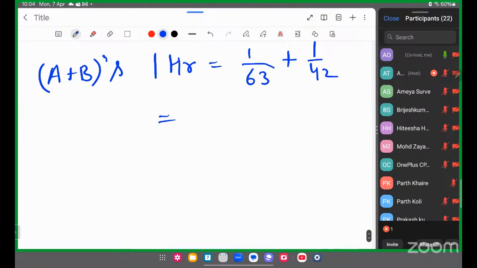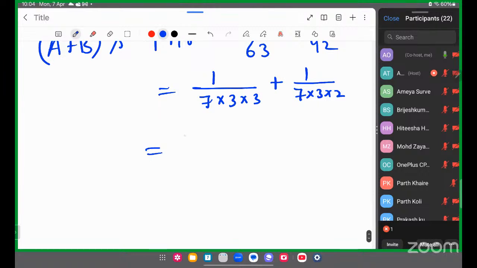How will you solve it? 1 by 63 plus 1 by 42. What will be the LCM? 63 is 7 into 3 into 3, and 42 is 7 into 3 into 2, right?